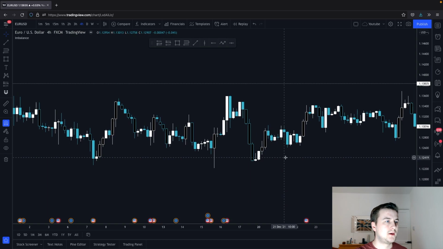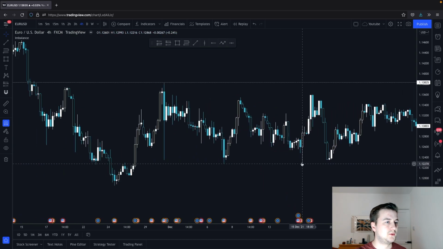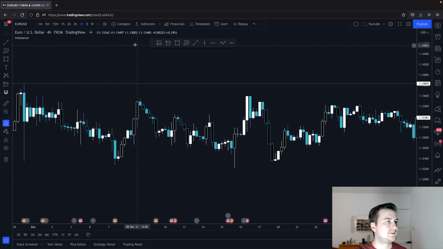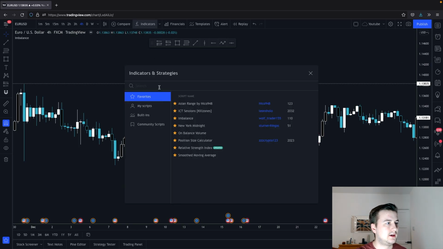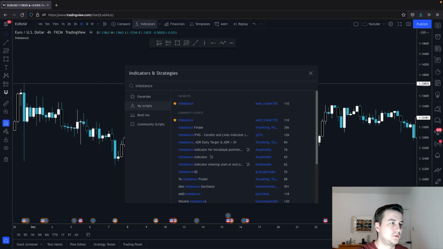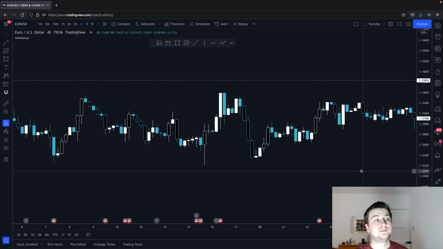My interpretation of order blocks is that first you need to install the imbalance indicator. Go to indicators and search imbalance, and you want to install the one by Wolf Trader. Right, so now you've got this down.